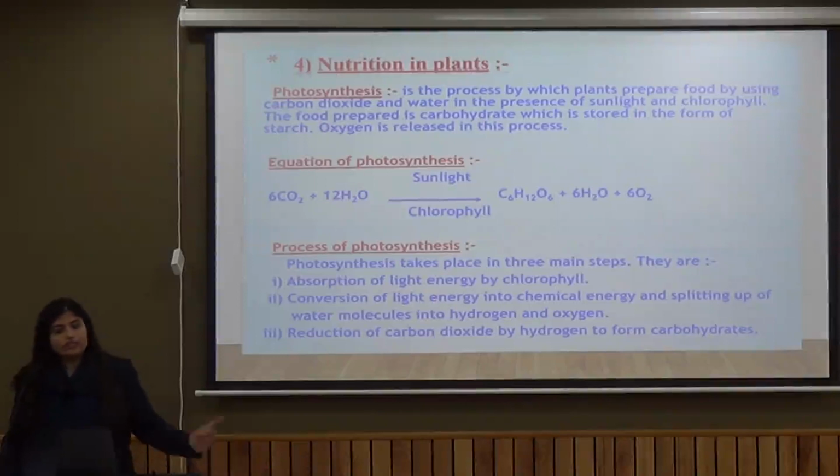So the first one, as you can see on the screen, the first step is absorption of light energy, and that happens through chlorophyll. Chlorophyll absorbs it. Then the second step is conversion of light energy to chemical energy, and splitting of water molecule into hydrogen and oxygen. And the third one is reduction of carbon dioxide by hydrogen to form carbohydrates.